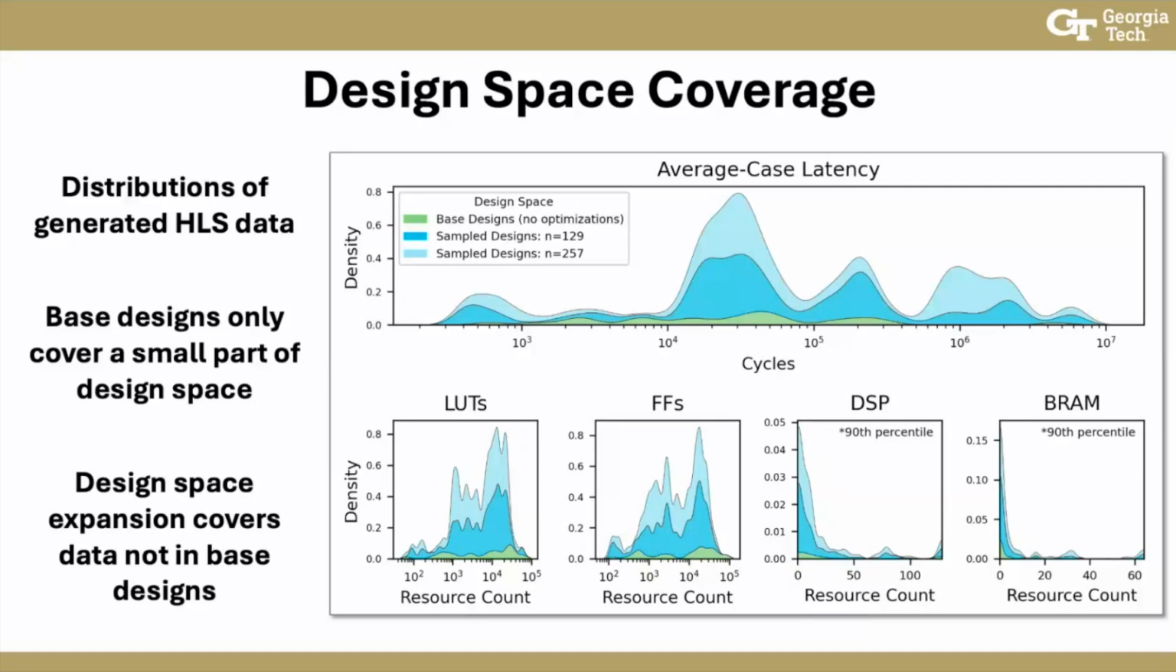But as we do this design space expansion off of those base designs to generate different variations of those designs, we're actually able to cover a wider range of latency values that we see in designs. The same thing is true of resource usage, and especially for DSPs, for example, where the base designs only cover designs that have a low number of DSPs. But as we do this design space expansion, we actually see more designs that have much more DSPs than just the base designs, right? And this is important for having robust data for ML training, where the ML model is able to generalize across bigger ranges of designs.